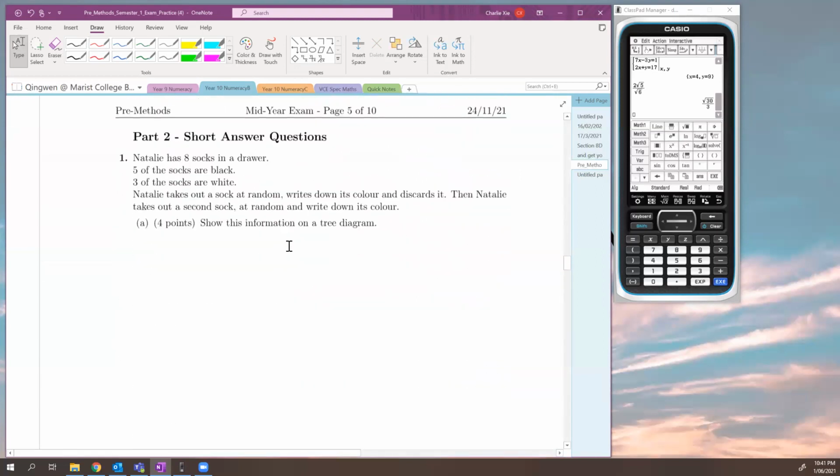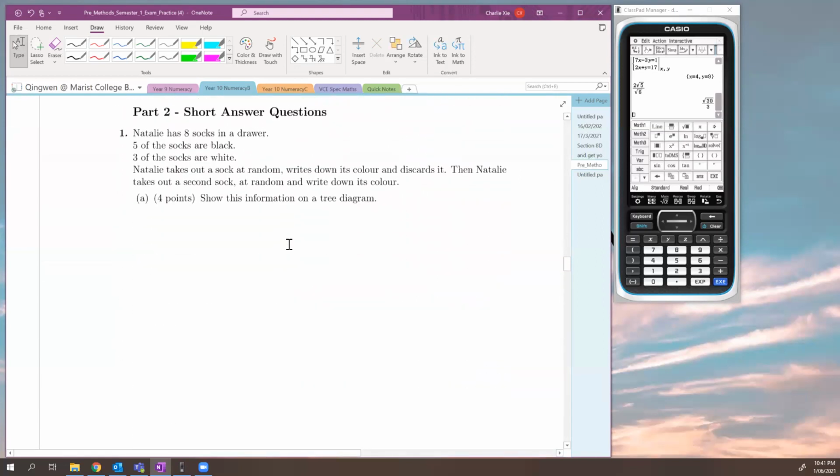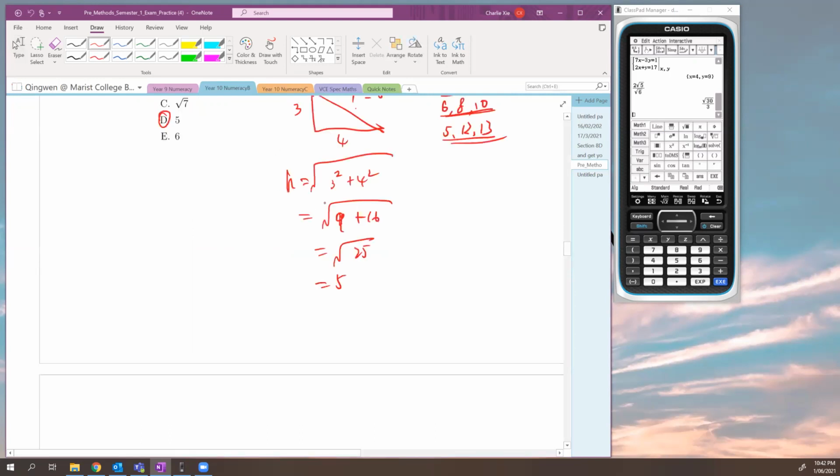Short answer question. All right. For the short answer questions, you are expected to show working. All right. Natalie has 8 socks in the drawer. 5 of the socks are black, 3 of the socks are white. Natalie takes out a sock, writes down its color and discards it. Then Natalie takes out a second sock and writes down its color. Okay, Natalie's got 8 socks.